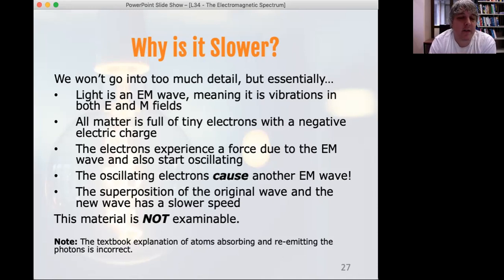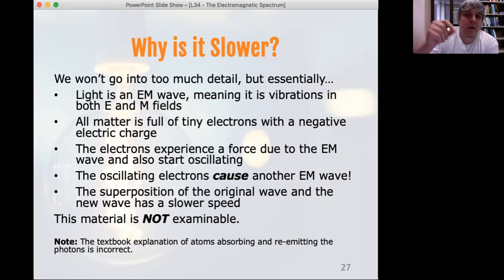Remember also that matter is full of electrons orbiting atoms. So the electrons orbiting atoms are negatively charged. They will experience a force due to this electromagnetic wave. If the electric and magnetic fields are oscillating, that electron is going to be experiencing these oscillating forces on it, because as the electric field changes, the force on the electron is going to change. So you're going to get this oscillating force on the electron. That means the electron is oscillating.